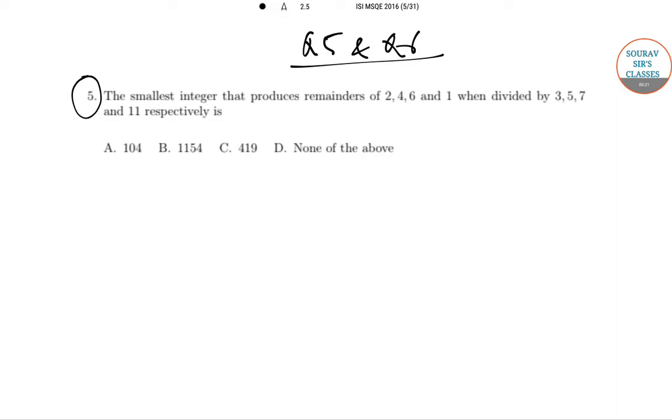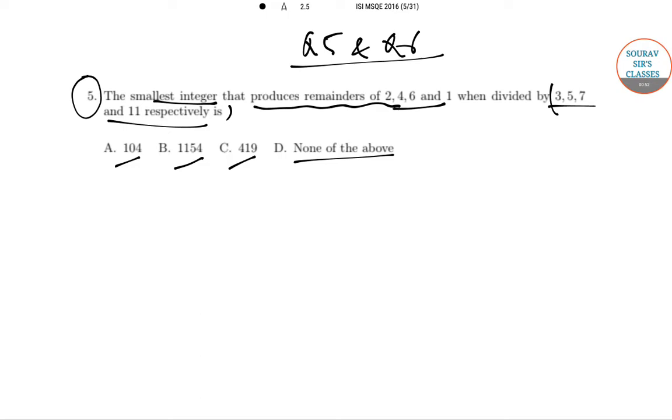In question number 5, it is said that the smallest integer that produces remainders 2, 4, 6 and 1 when divided by the numbers 3, 5, 7 and 11 respectively is 104, 1154, 419 or none of these. So we have to find out the smallest integer which when divided by the numbers 3, 5, 7 and 11 respectively produces the remainders 2, 4, 6 and 1.